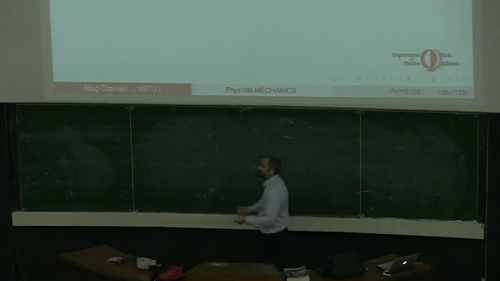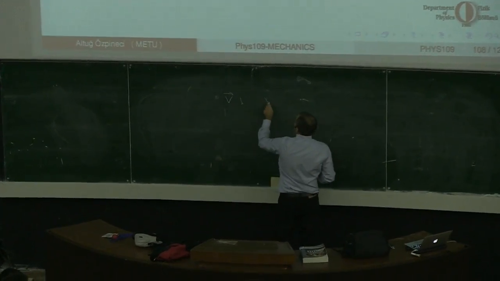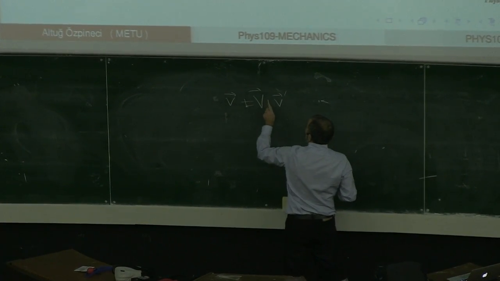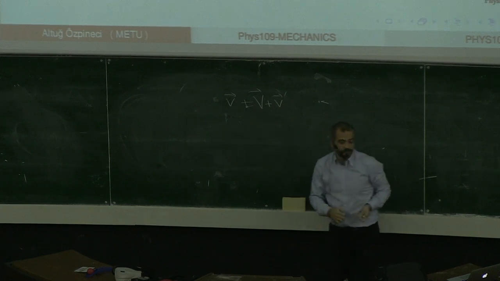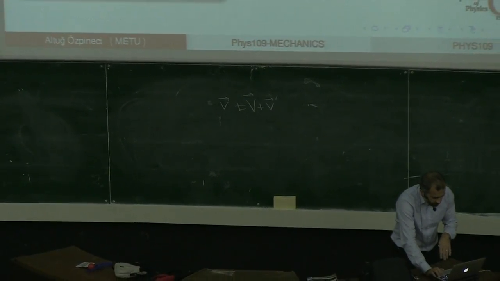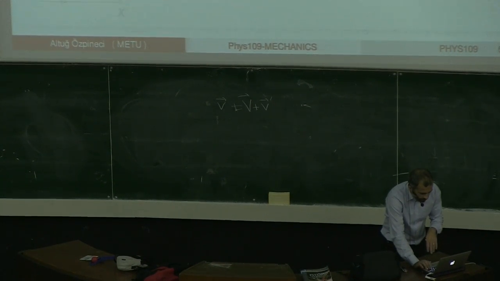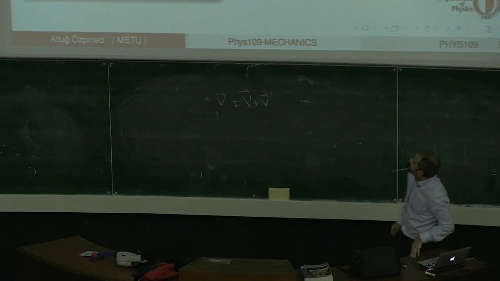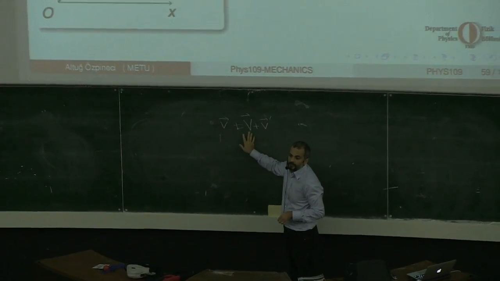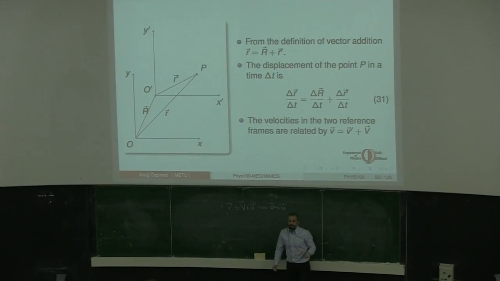Because if you consider two inertial reference frames, if v is the speed in one inertial reference frame, and v prime is the speed in another inertial reference frame, then these two are related by this equation where this capital V is the relative speed of the inertial reference frames. This is the relativity of speeds. But inertial reference frames can move at most at constant speed relative to each other. So this equation tells me that the accelerations are the same in both inertial reference frames.